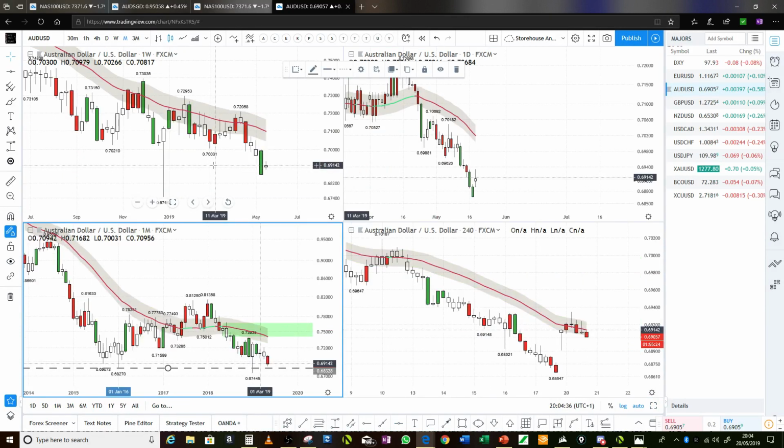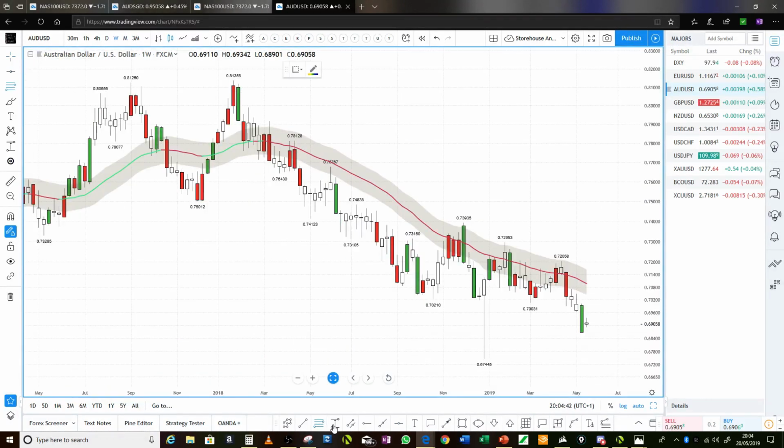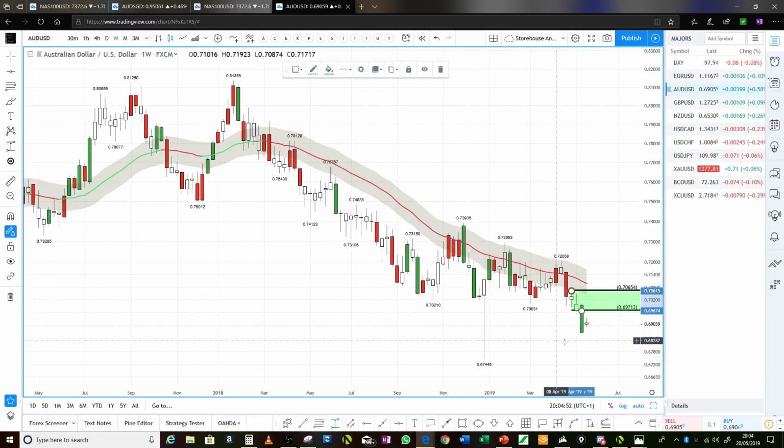Now looking at the Aussie on the weekly, from last week, we have formed that level right there. We formed that level there from last week. It's gapped up this week. You can see the gap. Let's see if we can get it into this area, and maybe we'll look for selling opportunities there.